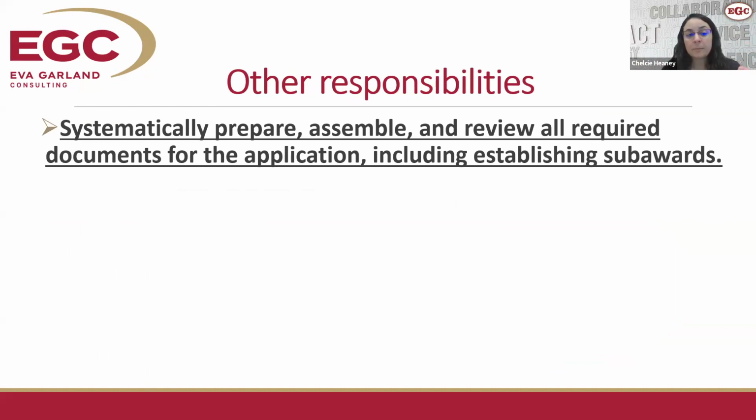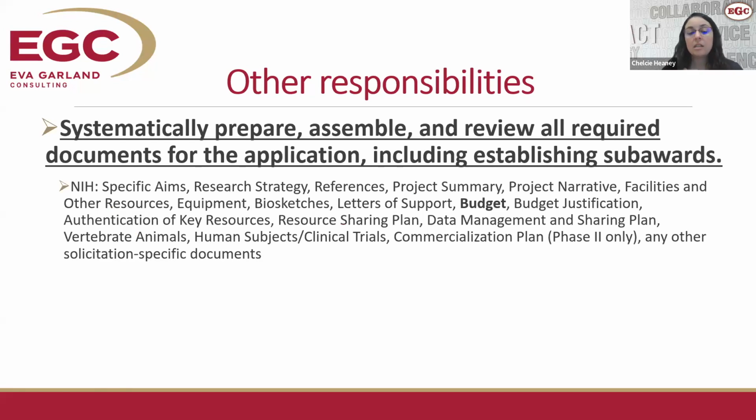So other responsibilities include systematically preparing, assembling, and reviewing all of the required documents for the application, and this includes establishing subawards. Some of you may have experience with working as a subaward with someone else, so you might be familiar with some of that process, but if you do plan to have a subaward or a partnering research institution with your application, you really need to be on top and start early, because that process can often take 4 to 6+ weeks to get through all of the institutional requirements.